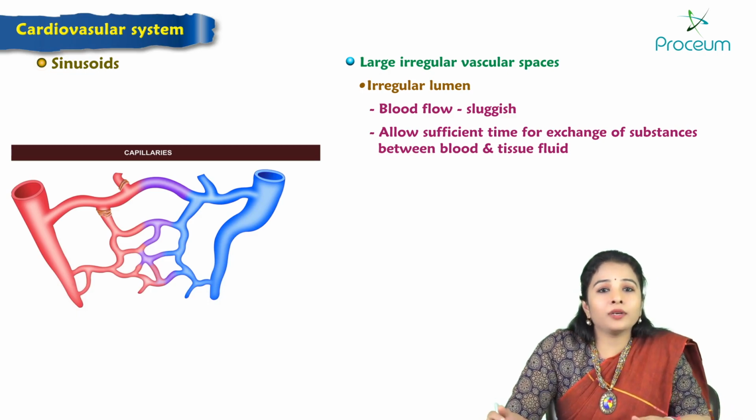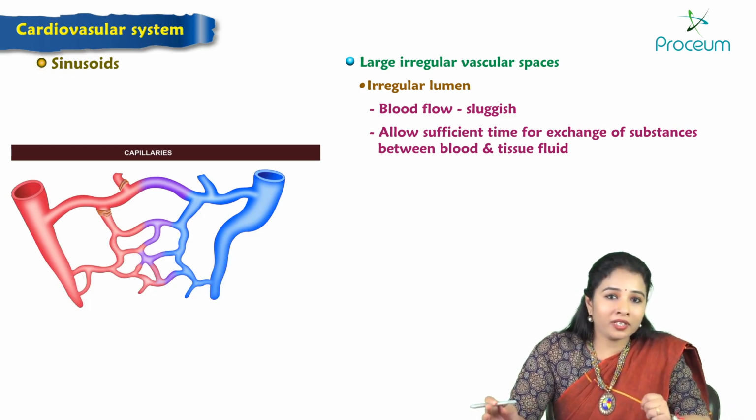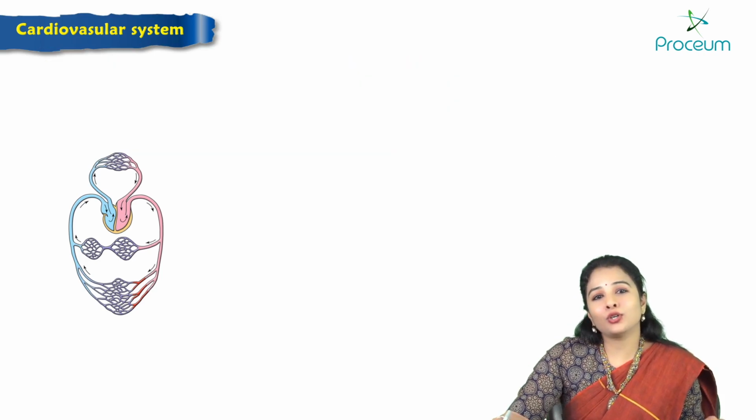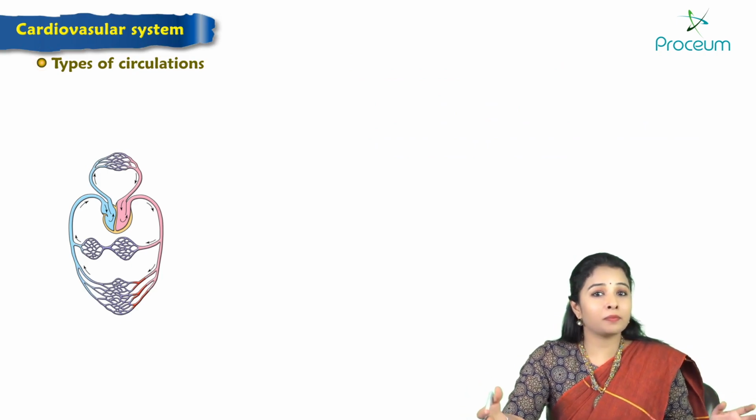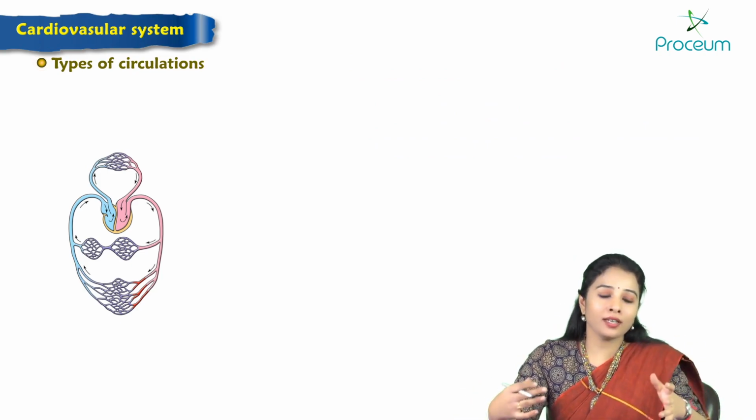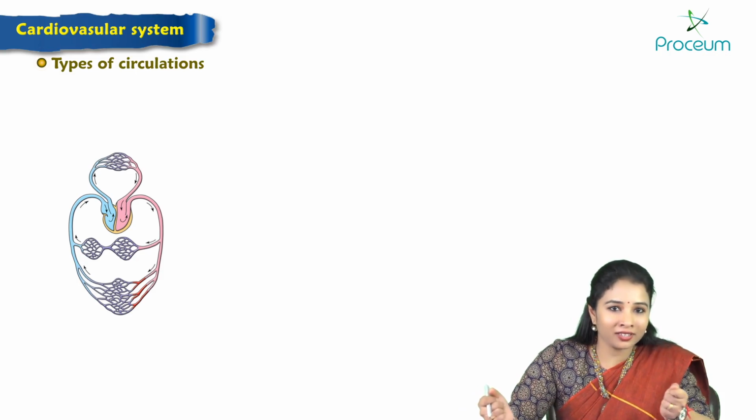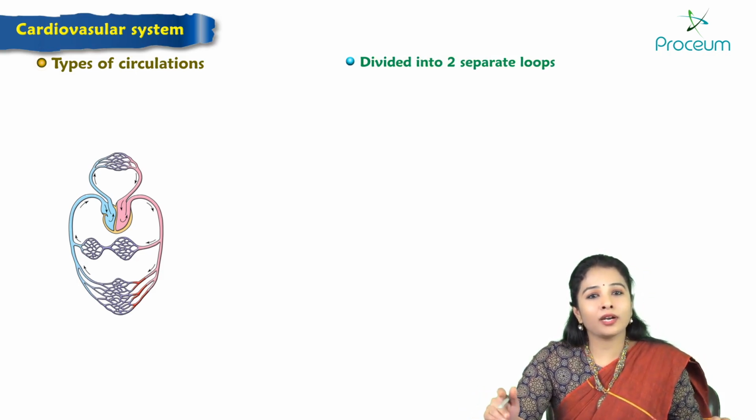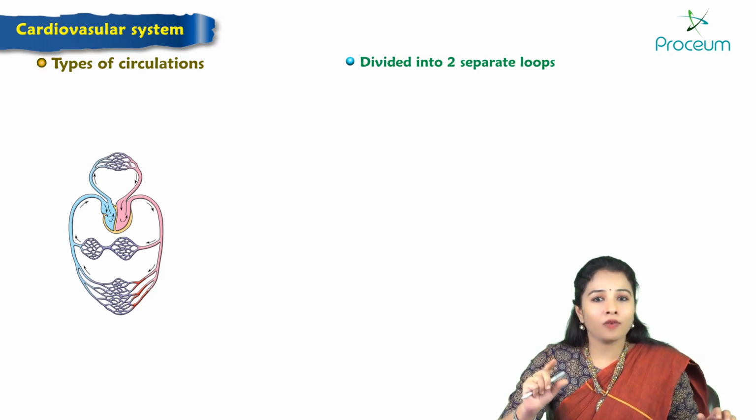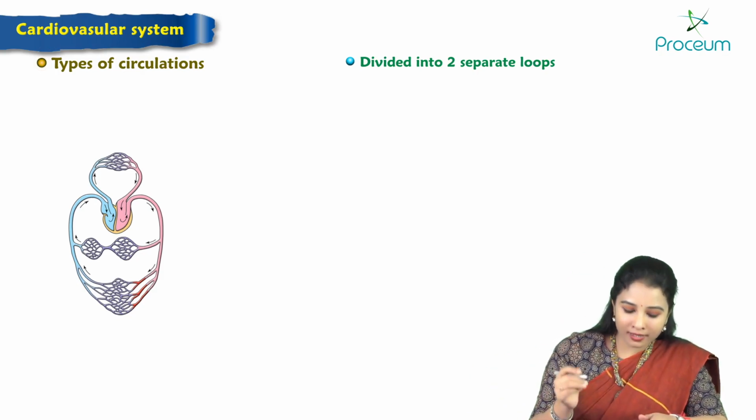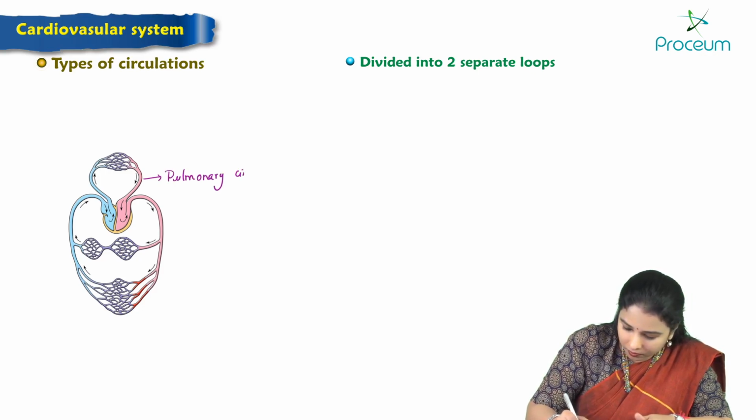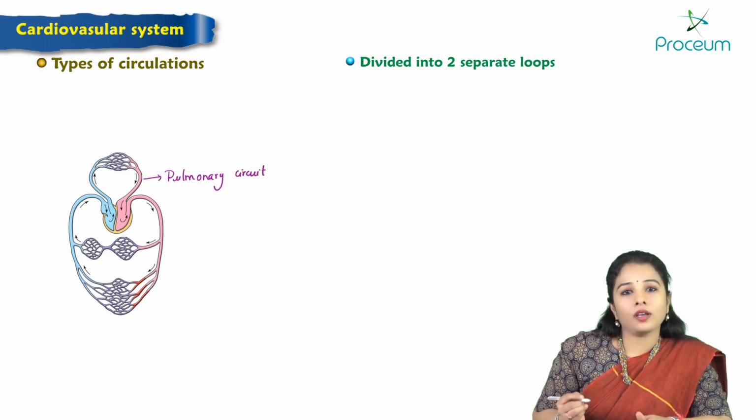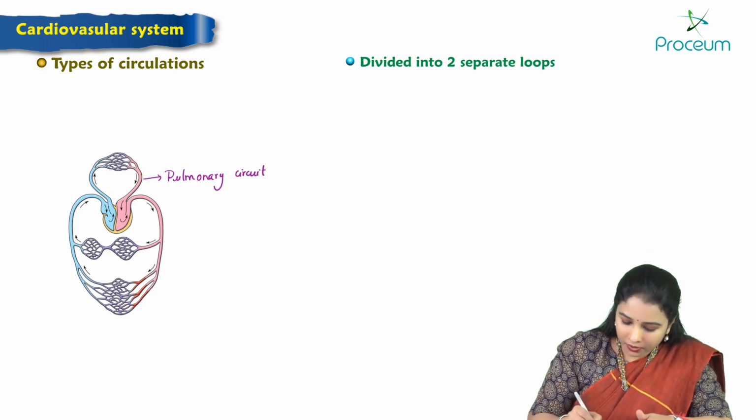So this is how we completed the different types of blood vessels. Okay, let's move on to types of circulations. We have finished with the arteries, veins, capillaries, sinusoids. Now let's see how these blood vessels connect with each other. The circulatory system is divided into two separate loops: one is the shorter pulmonary circuit and the longer systemic circuit.